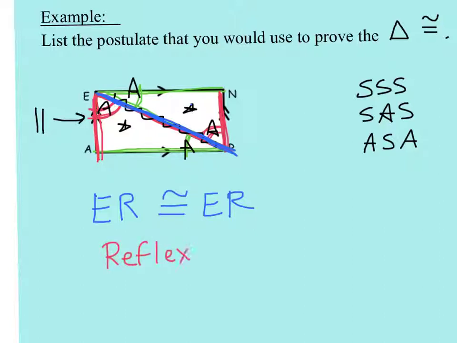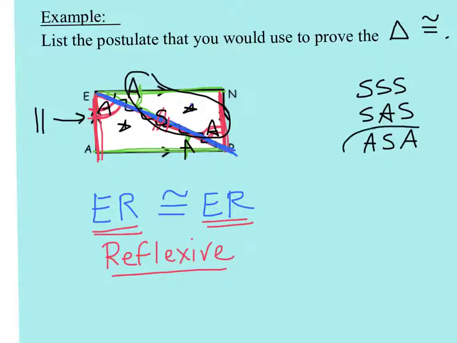We have a funny property that is known as the reflexive property. And the reflexive property states that a side or an angle should be congruent to itself. So we can declare that that side is congruent to itself by the reflexive property, and therefore we now have angle, side, angle as our choice for which postulate we would use to prove these triangles congruent.